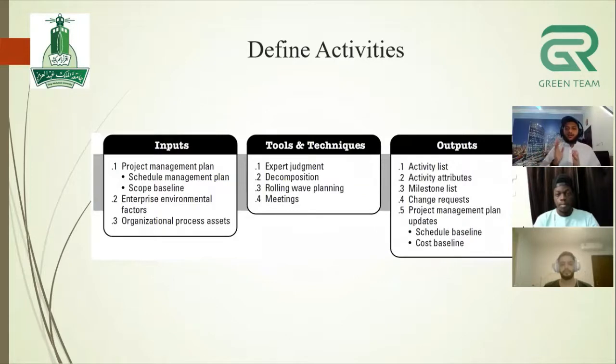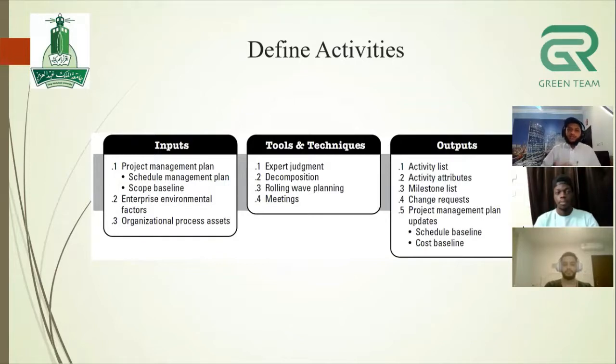To define the activities, we have 3 inputs and in general 5 outputs. The inputs: we have the project management plan, which is the master plan for the project in general, and we have the EEF and OPA. EEF is enterprise environmental factors, and OPA is the organizational process assets.